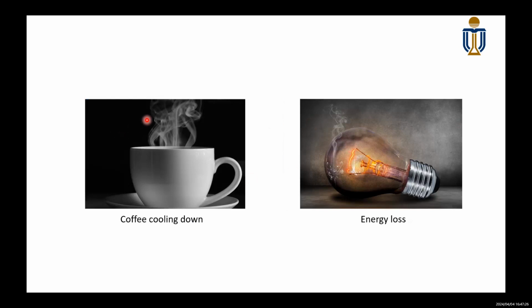Here are another two examples. As you can see in this picture, when you place a hot cup of coffee on the table, the heat from the coffee will transfer to the surrounding air and the table, causing the coffee to cool down. This is an example of the second law of thermodynamics. The heat always flows from a hot object to a cool object. And in this one, the bulb can convert electricity into light energy. But some of the energy is lost as waste heat due to the second law of thermodynamics. It's inevitable that some energy will be transferred into heat and lost in the environment.